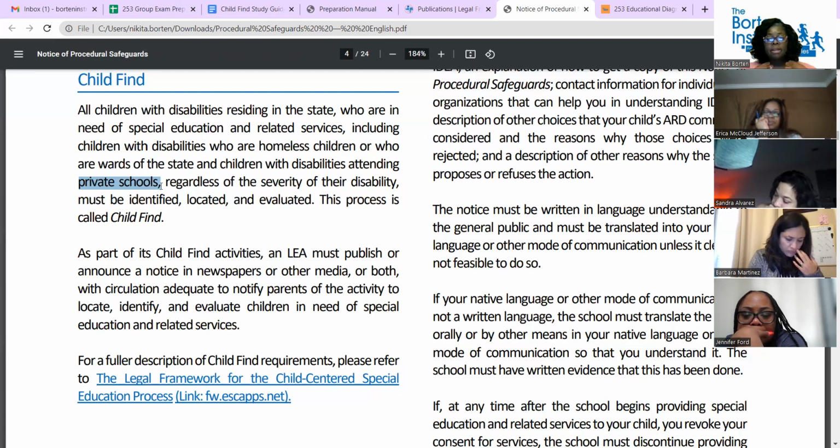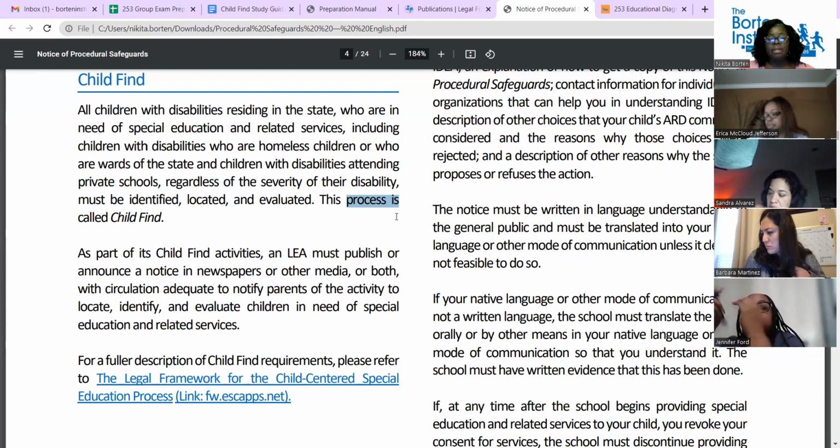Public school evaluators do evaluate children who are homeschooled by law. Regardless of the severity of the disability, they must be identified, located, and evaluated. This process of identifying, locating, evaluating is called child find. Okay, and as you go throughout the book, it explains that more.